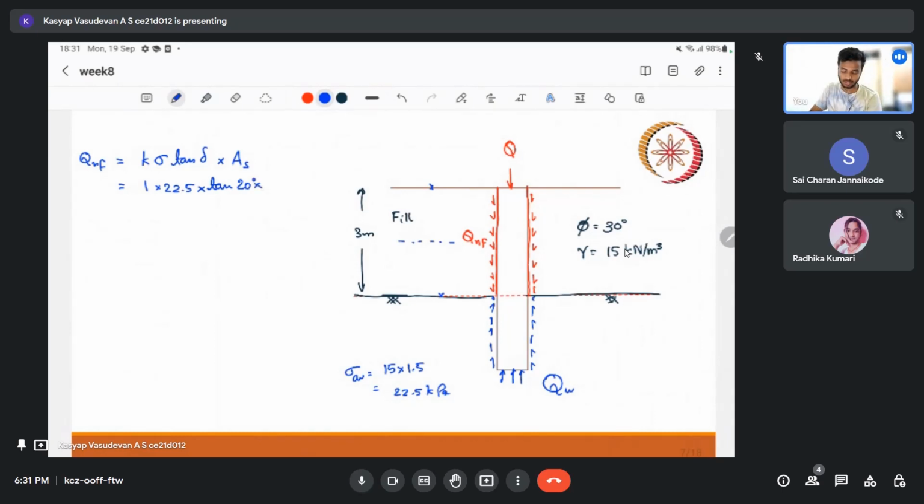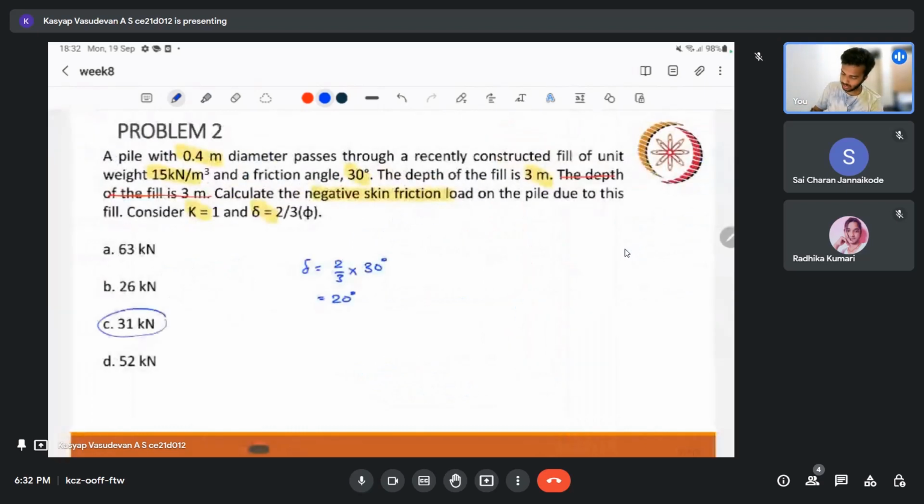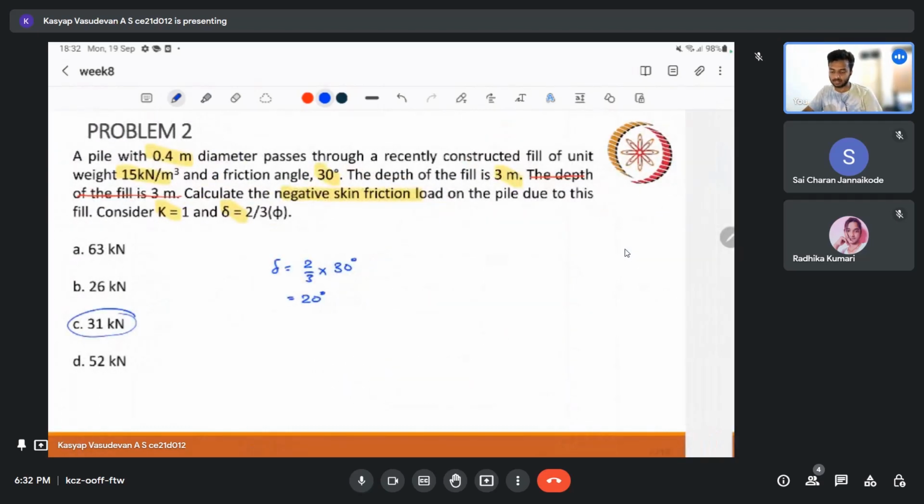Shaft resistance is the shaft area, the area contributing to the skin resistance, that is pi d l, right? The diameter of the pile is 0.4 meter. So pi into 0.4 into the length of that particular layer, which is 3 meter. This is as simple as that. We have to just do this calculation. That turns out to be 30.87 kilonewton. It's a very small question. So we have 31 kilonewton. That is the answer.